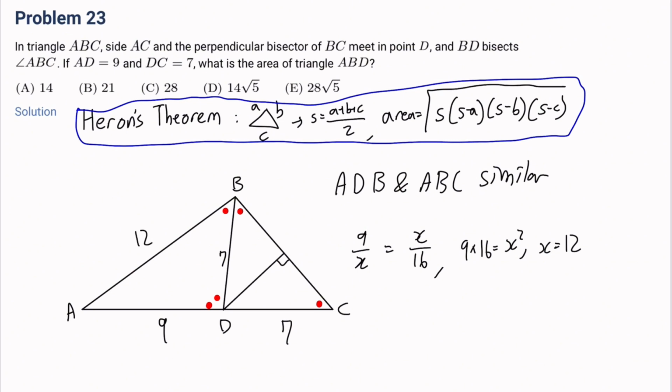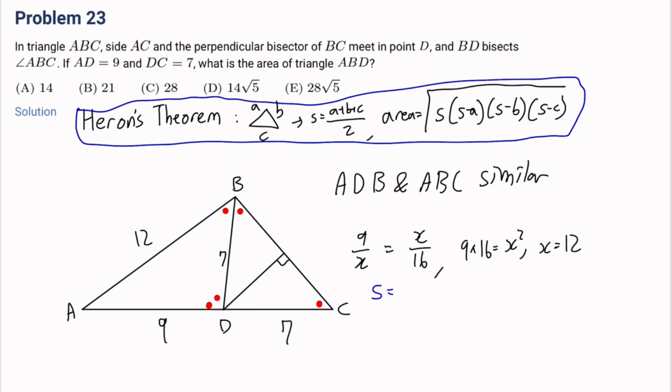And then we want the area of triangle ABD, and now we know all of its side lengths. So now we can use Heron's theorem. First of all, our S would be equal to 12 plus 7 plus 9 over 2. This is 28 over 2, which is 14. So we get that S is 14.